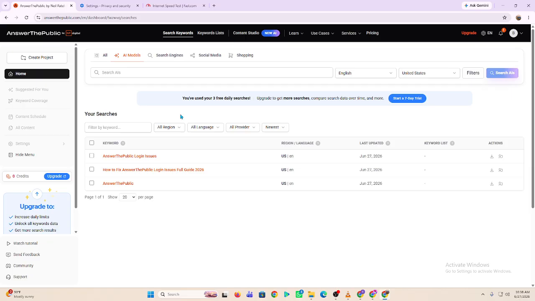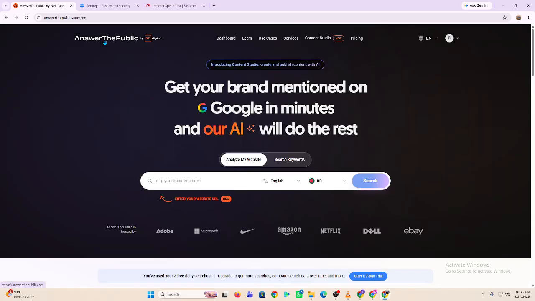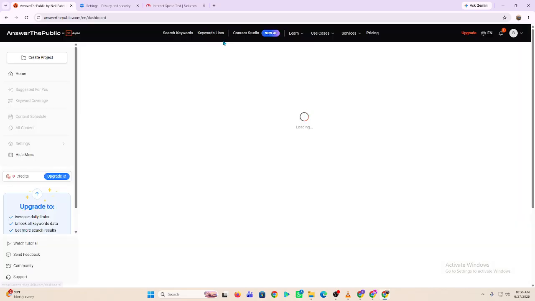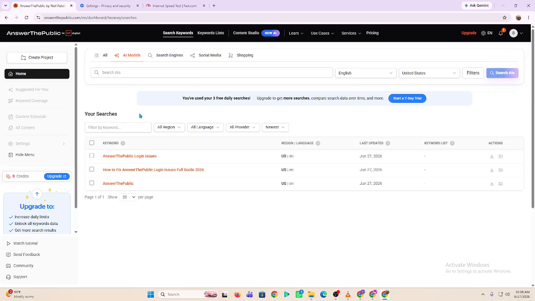Now focus on intent. Ask yourself what the user really wants. Are they trying to learn, compare, or buy? Mastering this step is what separates beginners from experts. Look for long-tail keywords, question-based searches, and comparison phrases. These usually have lower competition and higher conversion potential.